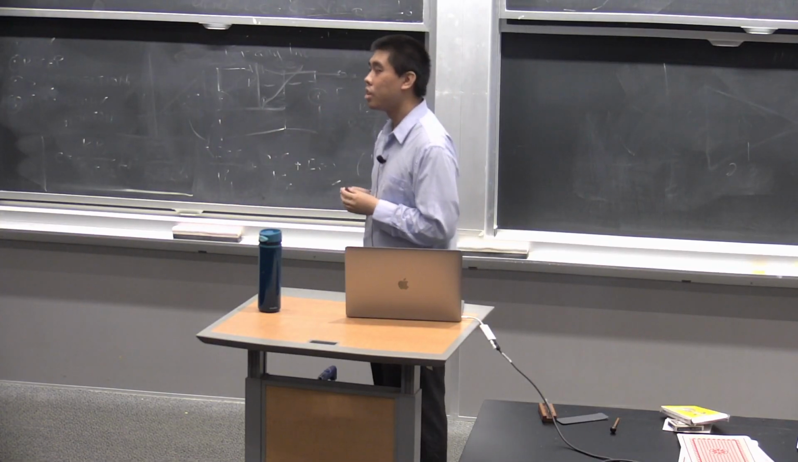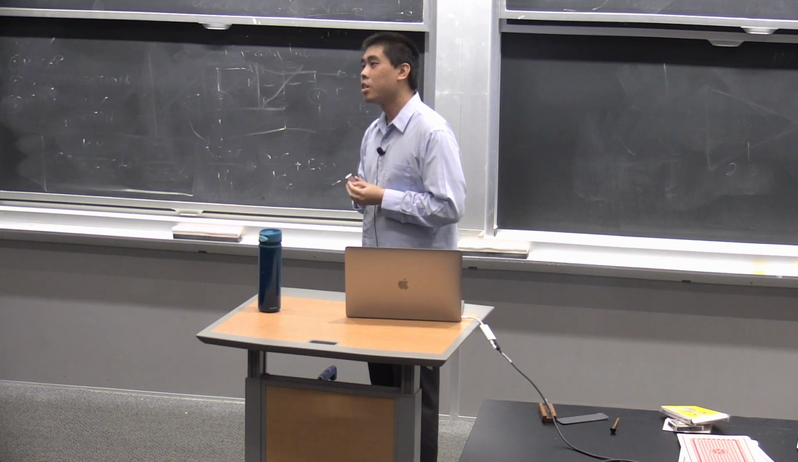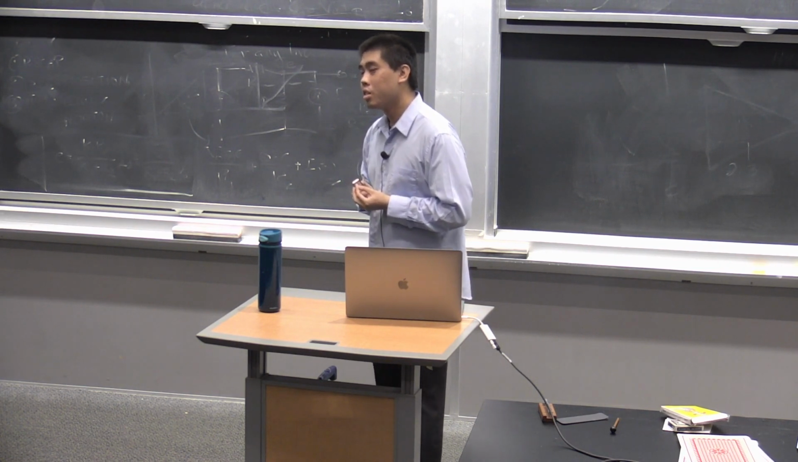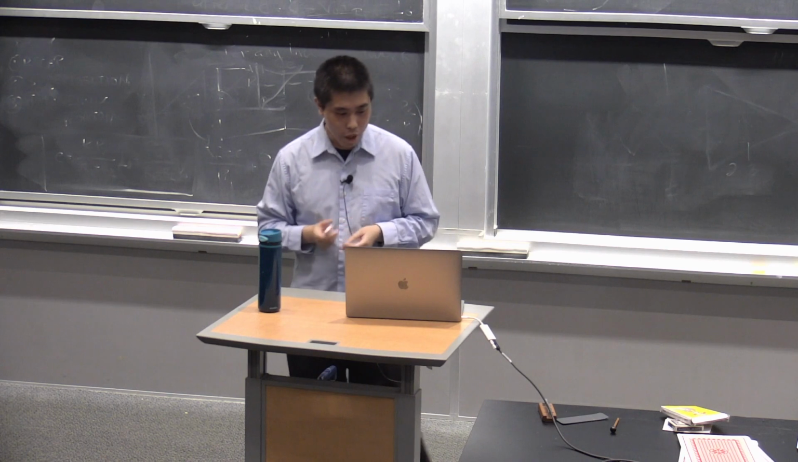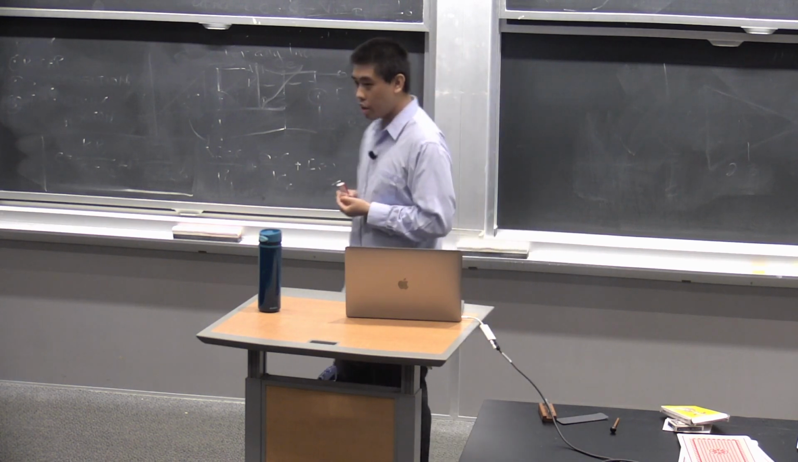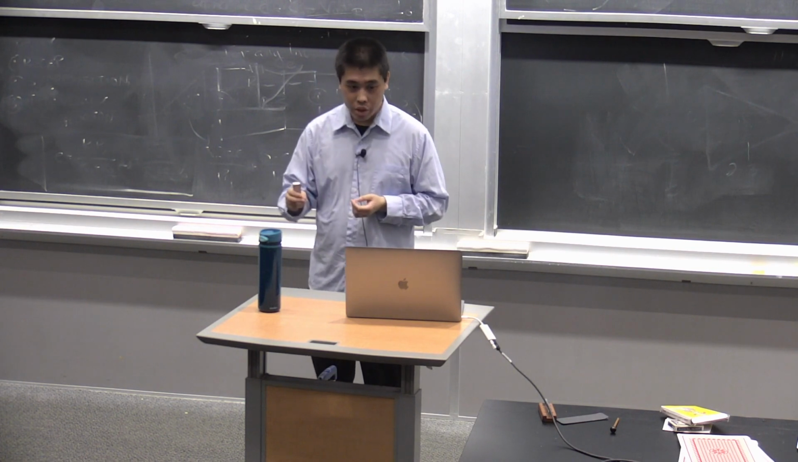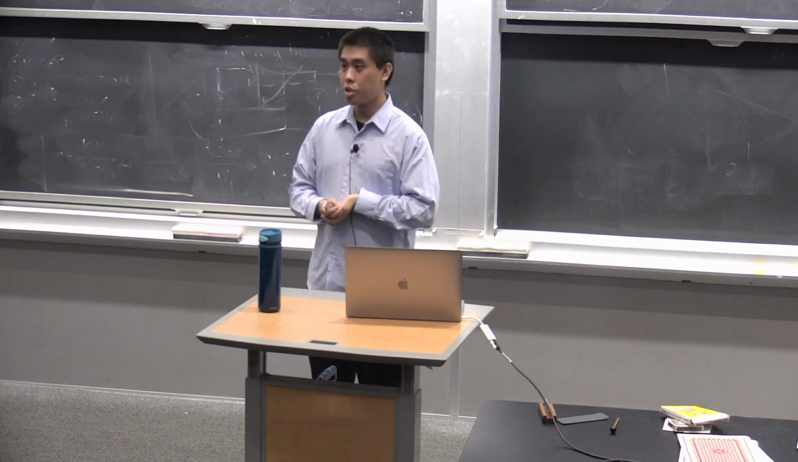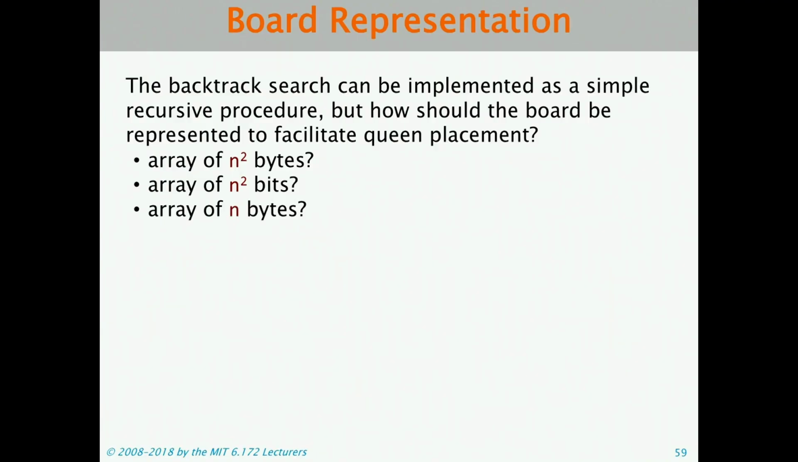You could just say in each row where the queen is with the byte. Yeah, so good answer. So a better way to do this is to just use an array of n bytes, because we know that on each row there can only be 1 queen, so we just need to store the position of that queen. So we have an array of n bytes, 1 byte for each row, and then you just use the byte to store the position of the queen in that row.